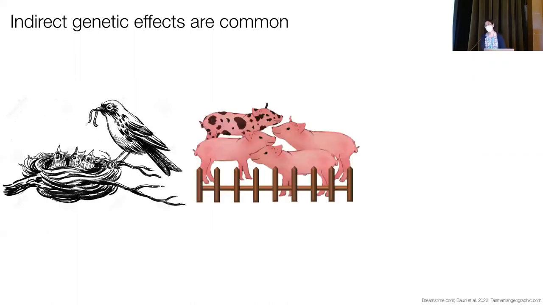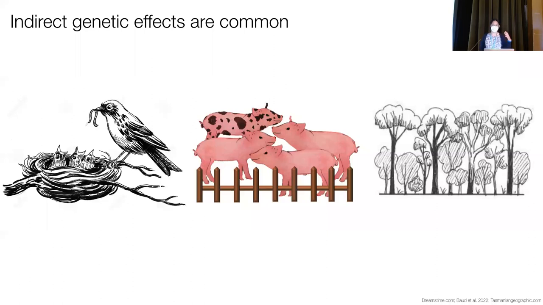There's also been a lot of work in plant and animal breeding, looking at indirect genetic effects on individual growth rates or aggressive behaviors in livestock. And there are also indirect genetic effects observable in plants. There's been a lot of fun work looking at neighboring effects in eucalyptus trees.